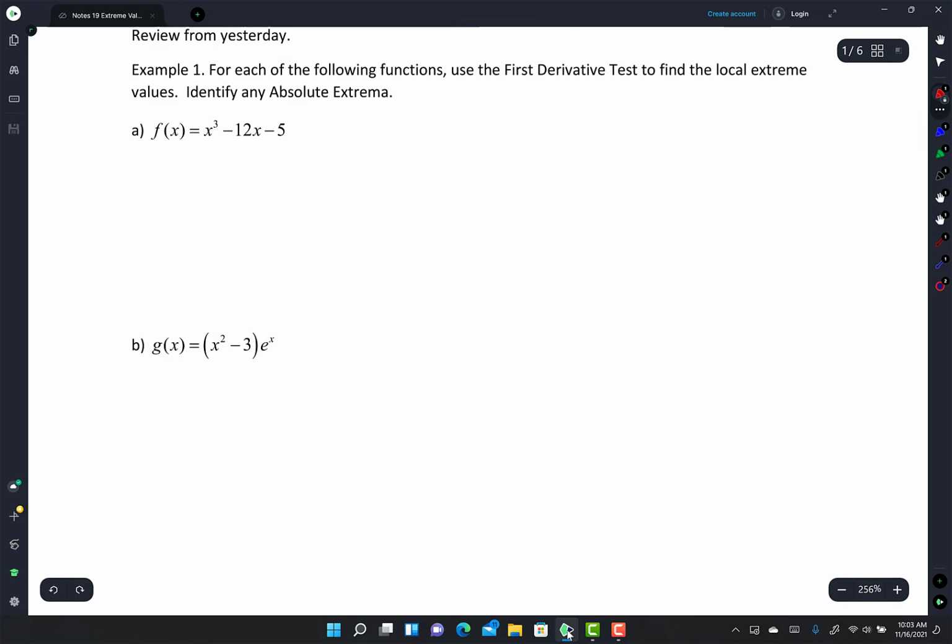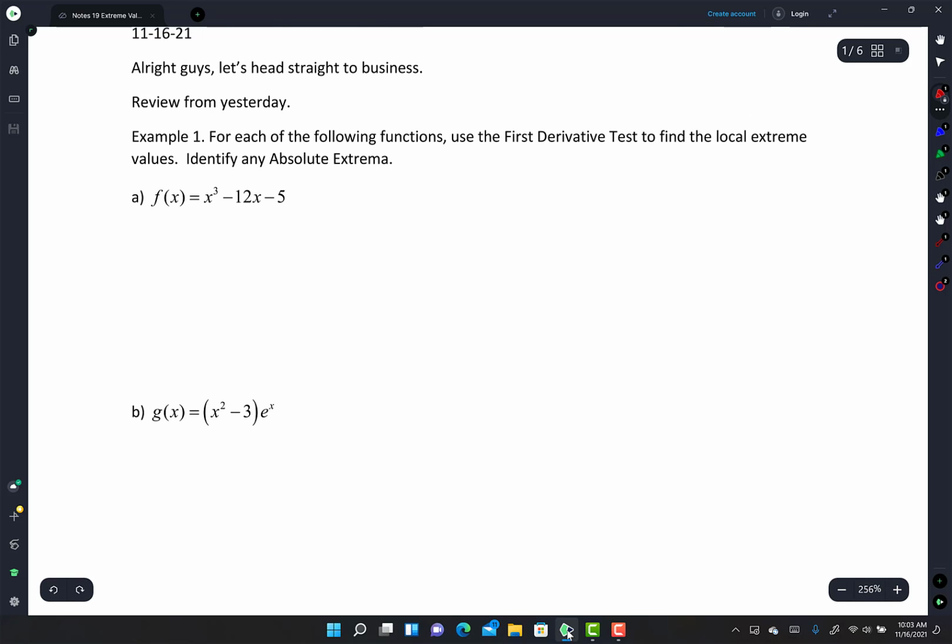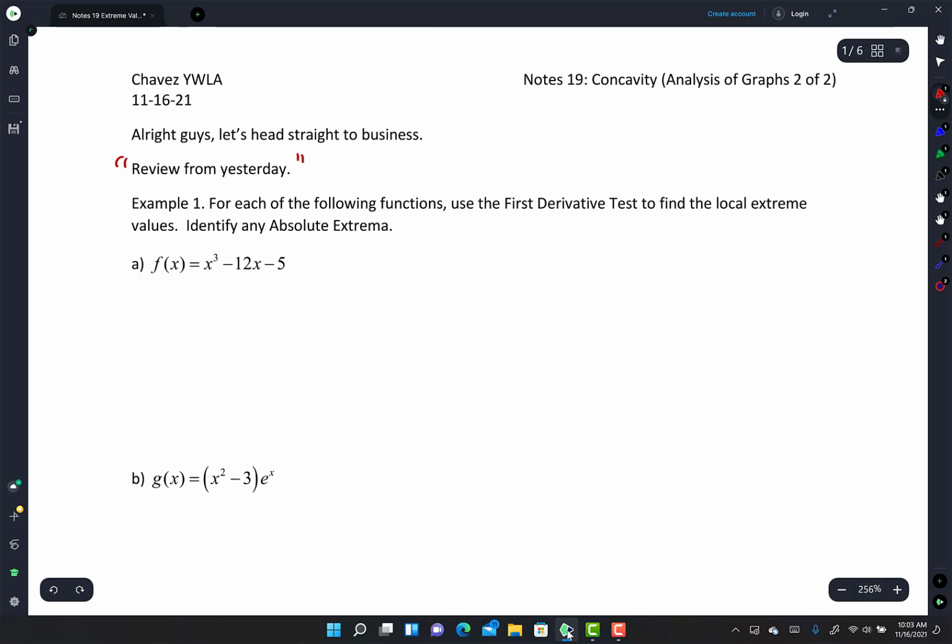Y'all ready? A lot of these ideas, you guys already kind of know. And sorry that it says review from yesterday. That's because when I wrote these notes out, they were actually from last year. But when I typed out one little sentence, we were going to continue from the notes. 18. No big deal.